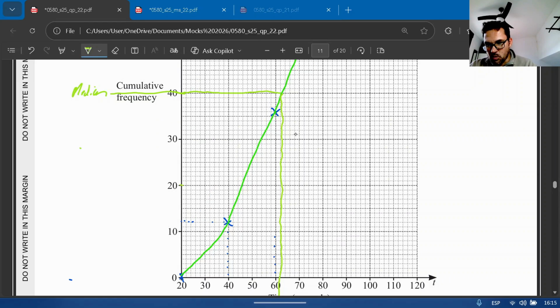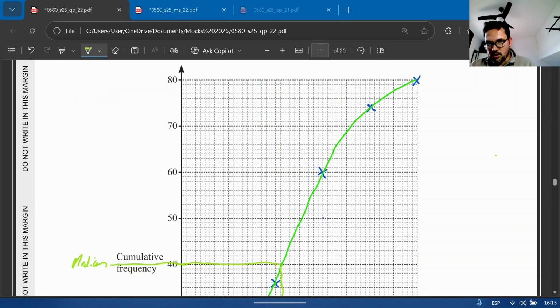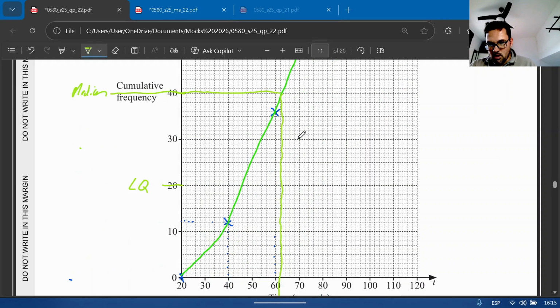Half of 40 is 20. This will be the lower quartile. And of course, half between 40 and 80 is 60. That will be the upper quartile. But what they're asking for is the lower quartile now. So you go across, go down.